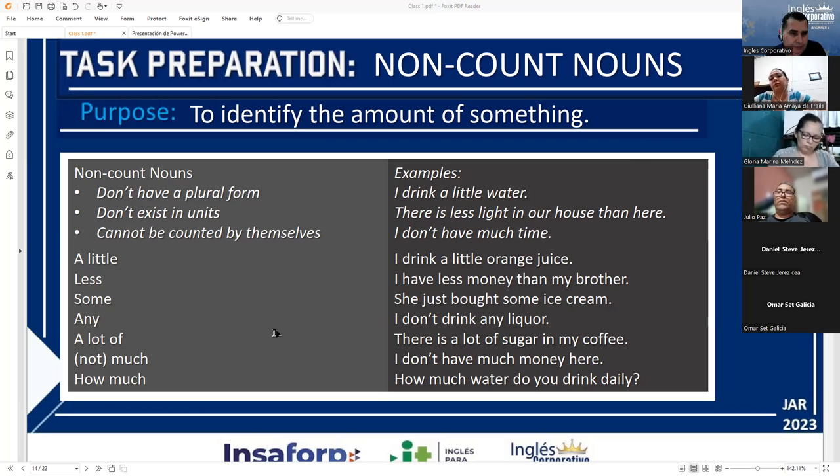We use some and any for indefinite amounts. A lot of, the same: a lot of money, a lot of time, a lot of patience. Much is used in the negative. I don't have much money. I have a little money. I don't have much time. I have a little time. You say, I don't have much patience. I have a little patience.